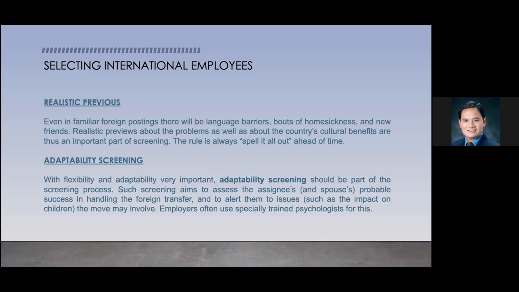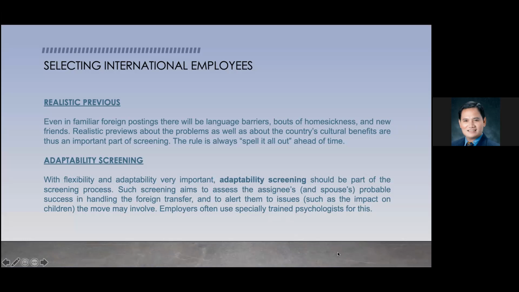Another procedure in selecting international managers is realistic previews. So even in familiar foreign postings, there will be language barriers, bouts of homesickness, and new friends. Realistic previews about the problems as well as about the country's cultural beliefs are thus an important part of screening. The rule is always spell it all out ahead of time.